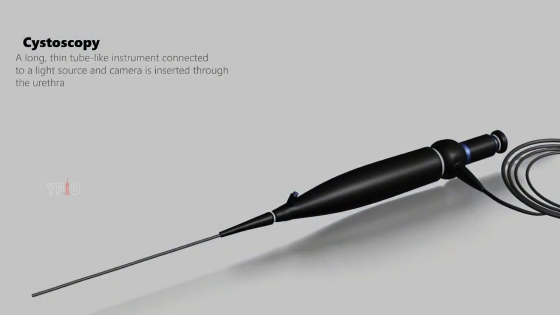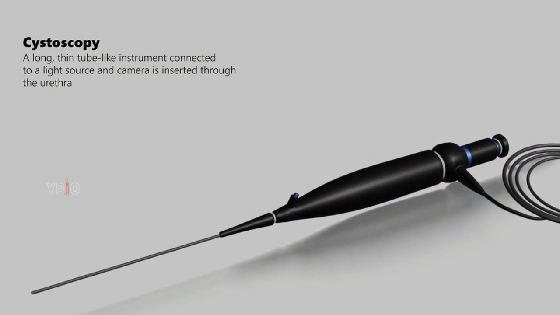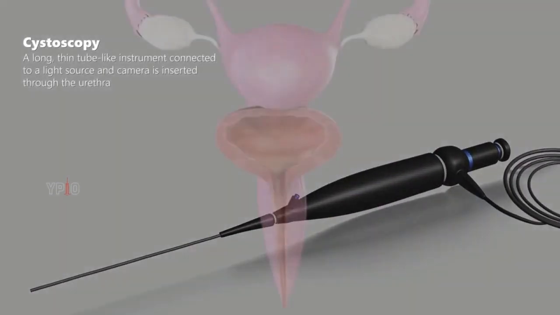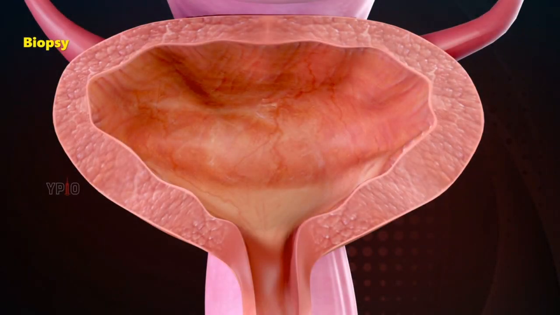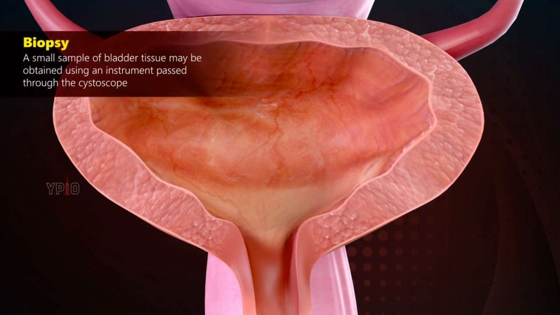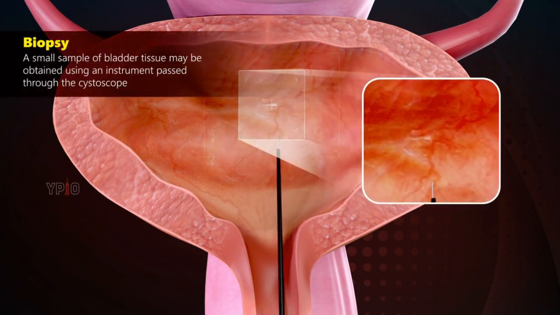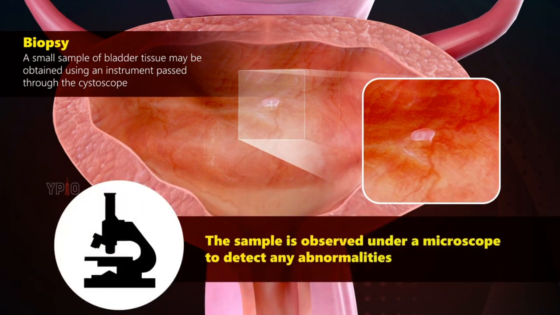Cystoscopy. A long, thin, tube-like instrument connected to a light source and camera is inserted through the urethra to view the inside of the bladder. Biopsy. During a cystoscopy, a small sample of bladder tissue may be obtained using an instrument passed through the cystoscope. The sample is observed under a microscope to detect any abnormalities.